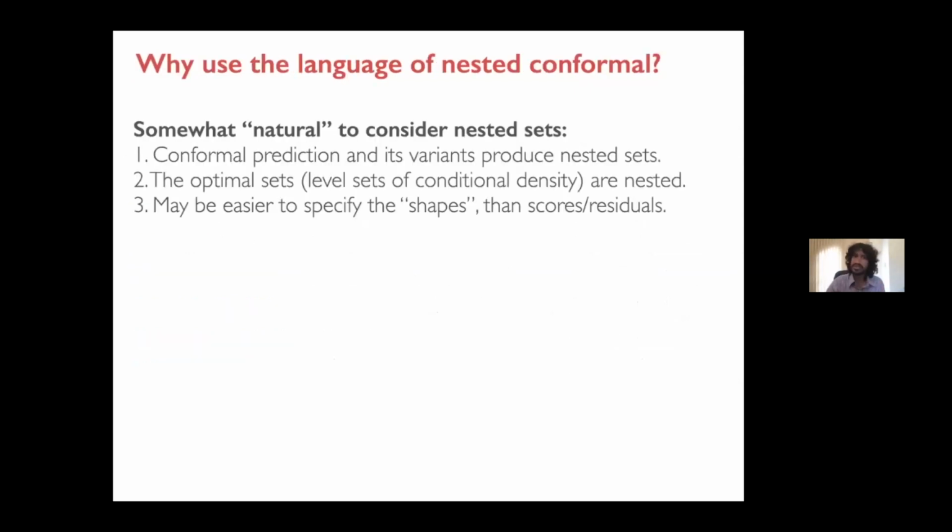So why would we want to use the language of nested conformal prediction? Well, one reason is it's somewhat natural to consider this sequence of nested sets. And the reason is that conformal prediction and its variants produce nested sets. As I vary alpha, the sets will actually be nested with conformal prediction. Another reason is that the optimal sets, the level sets of the conditional density, are also nested sets. And the last reason is that maybe it's easier to specify the shapes of the sets that I'm looking for rather than the scores of the residuals. It might be easy to say, okay, I would like to center at these points. This is how I'm going to scale things. I don't know the right way to scale things, but that I can find using the data. So it may be easier for some people to specify the shape. So this is another reason to use it.